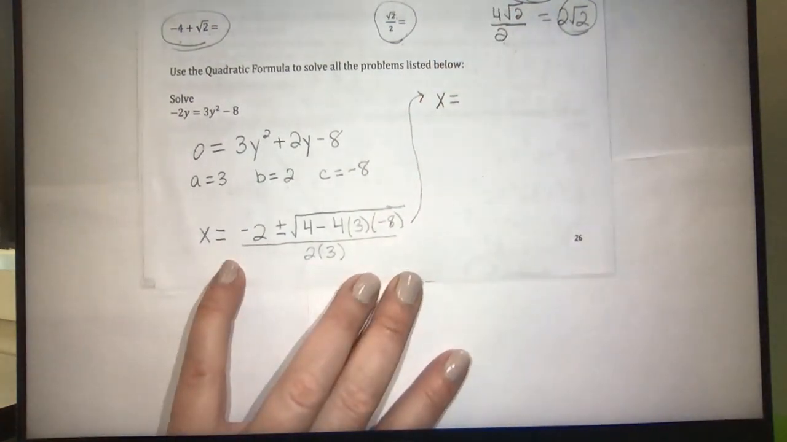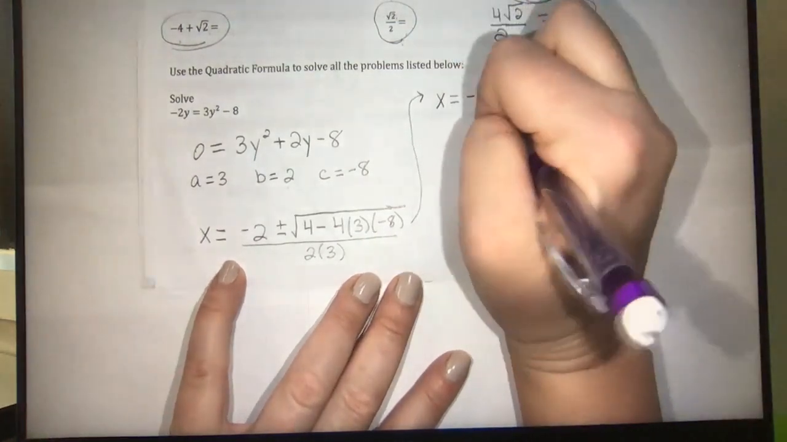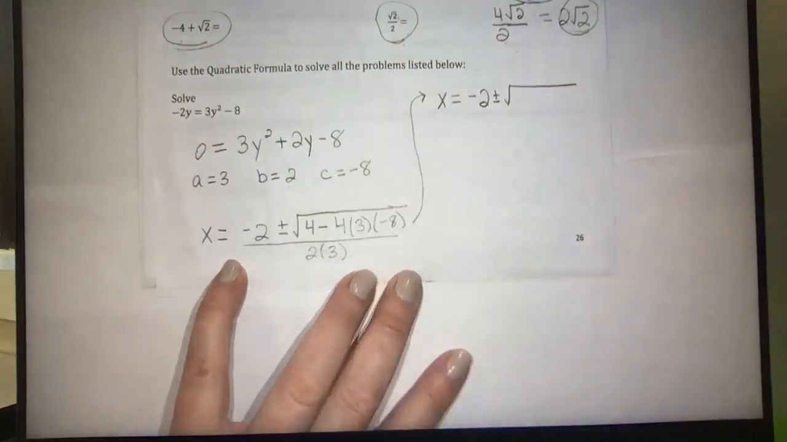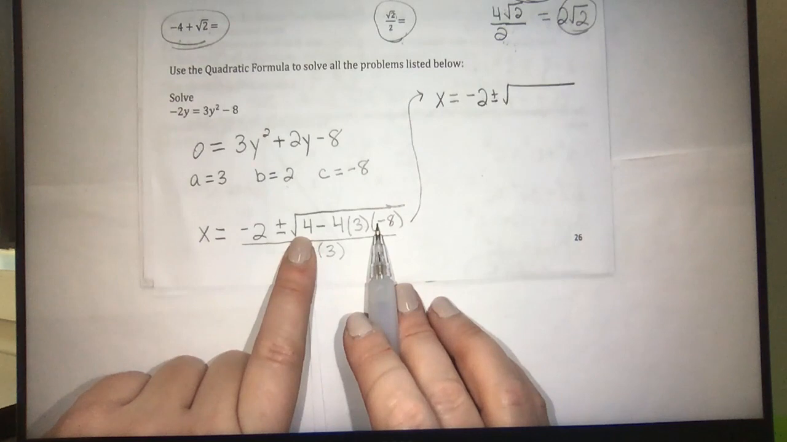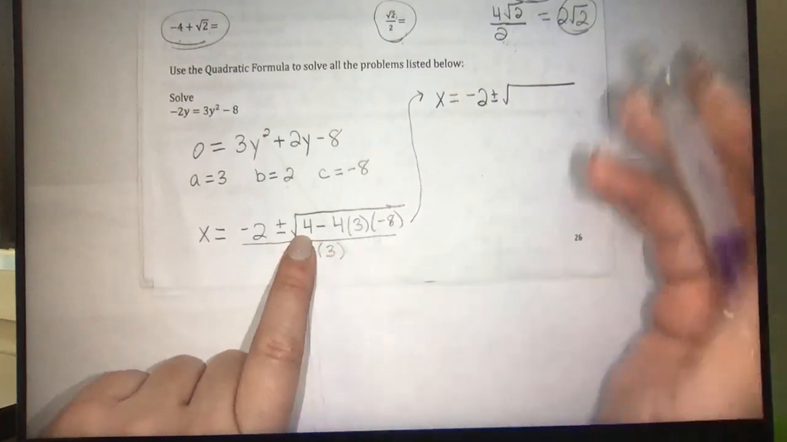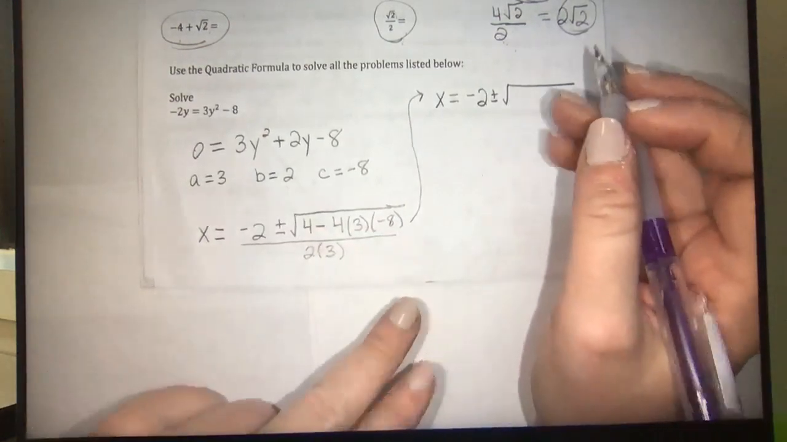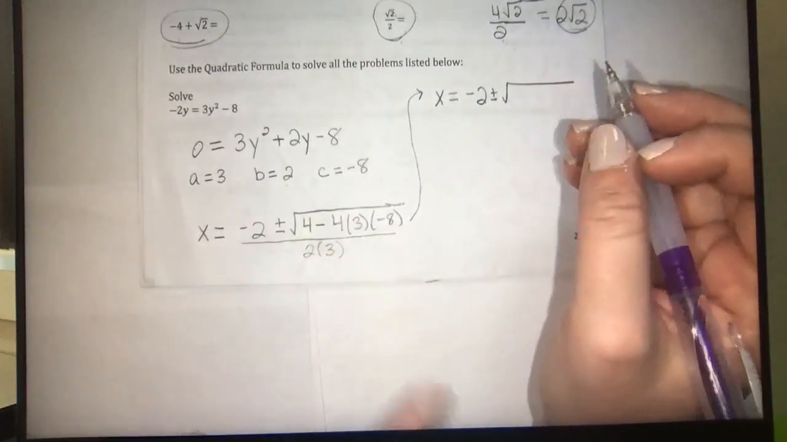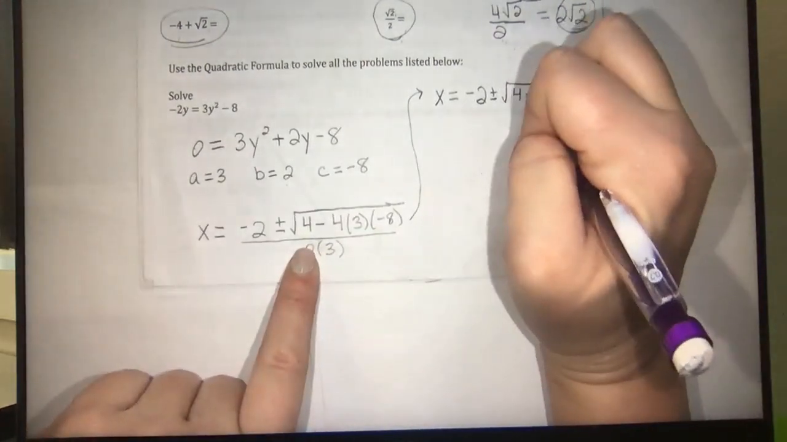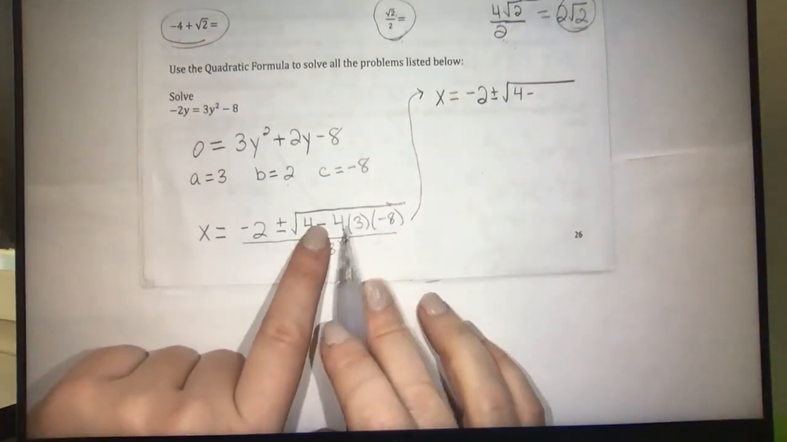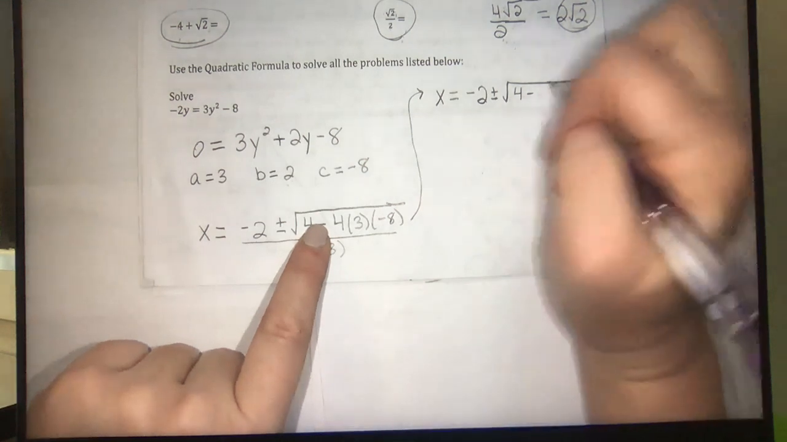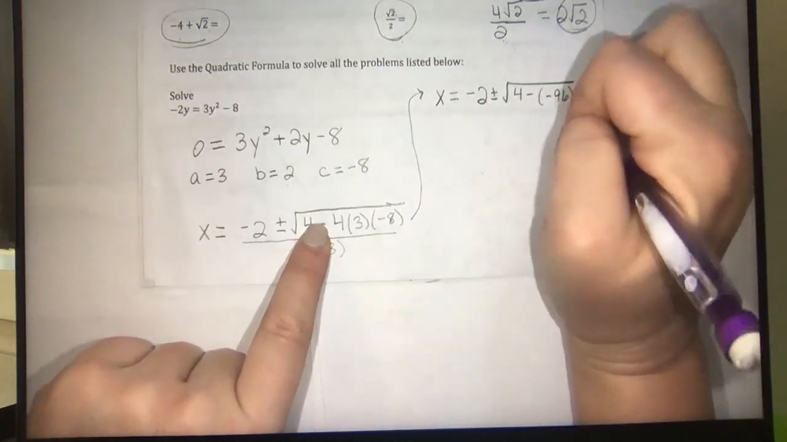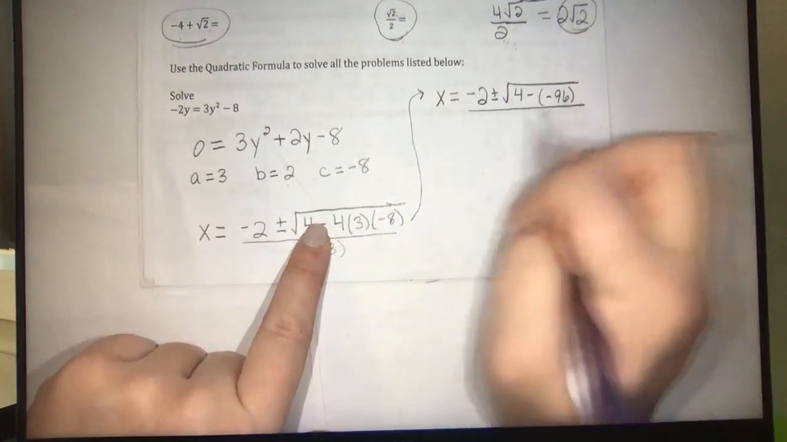Okay, now I'm going to kind of move up here so I have a little more room. Okay, everybody good so far with what we did? Okay, I'm going to do -2 plus or minus, put in my radical. Now if you're ready to jump right in and give me the entire number under that radical, you go right ahead. I'm going to take it just 2 steps, so I'm going to take it a little slow this time and then I'll speed it up on the next ones. But I'm going to have 4 minus, and then 4 times 3 times -8 gives me a -96 all over 6.